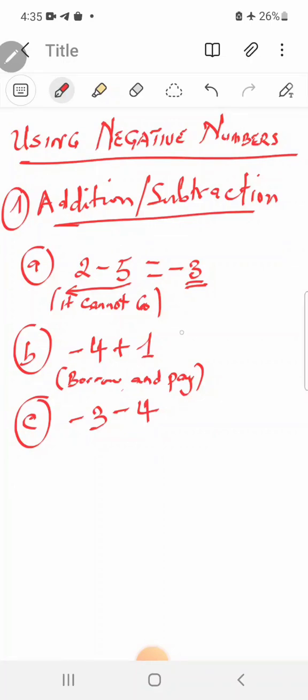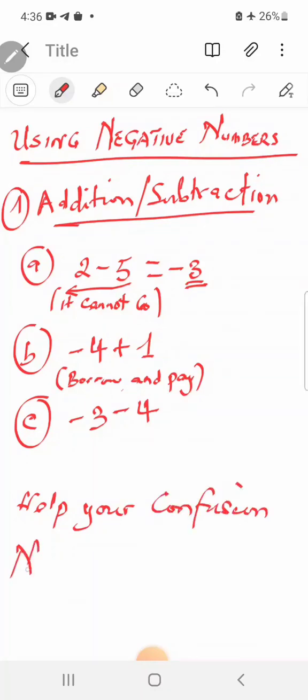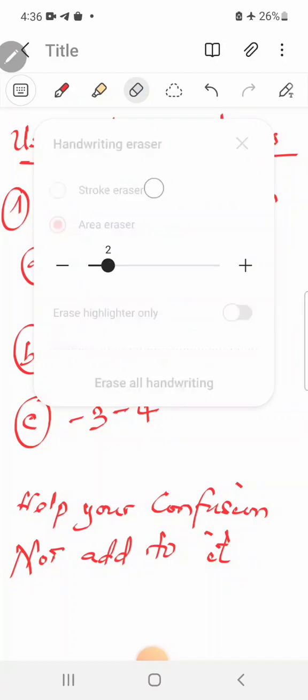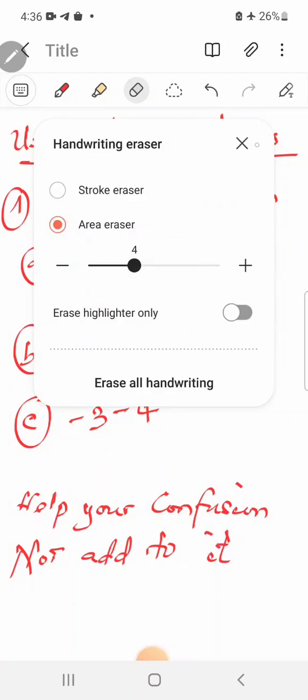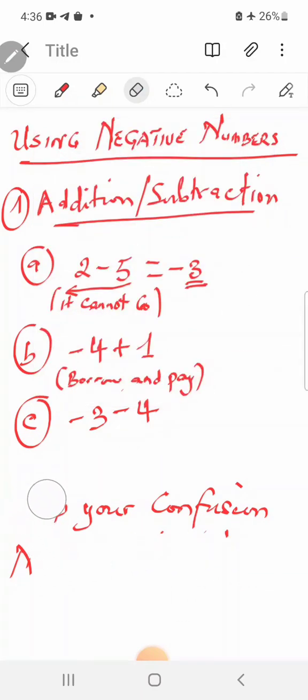But the objective here is to help your confusion. I want to help your confusion and not add to it. Okay. So you should leave here feeling more confident rather than feeling more confused. You get the point? So let's take this out for a bit and let's continue with this.